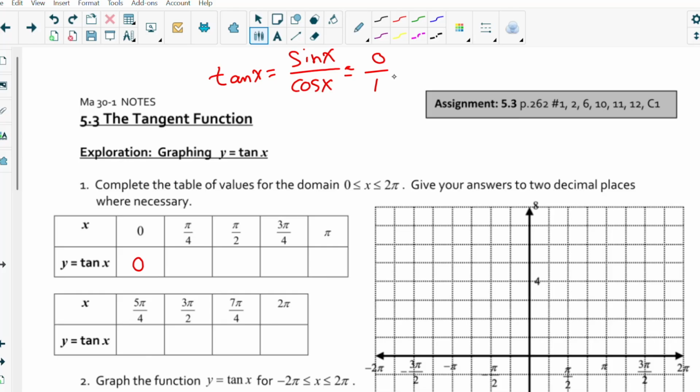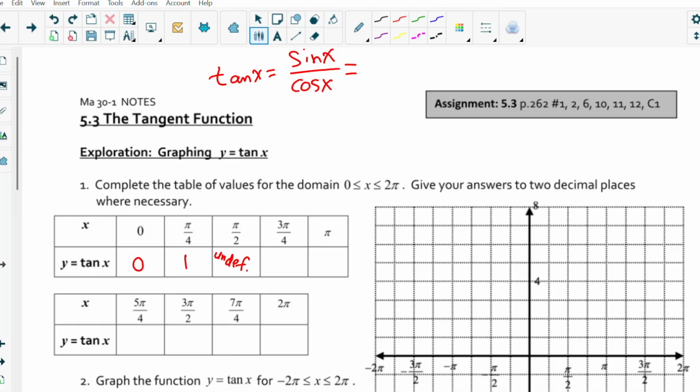At pi over 4, remember our unit circle, sine of pi over 4 is square root of 2 over 2, and cosine of pi over 4 is square root of 2 over 2. So that is 1. At pi over 2, sine of pi over 2 is 1, cosine of pi over 2 is 0. This is undefined because we're dividing by 0.